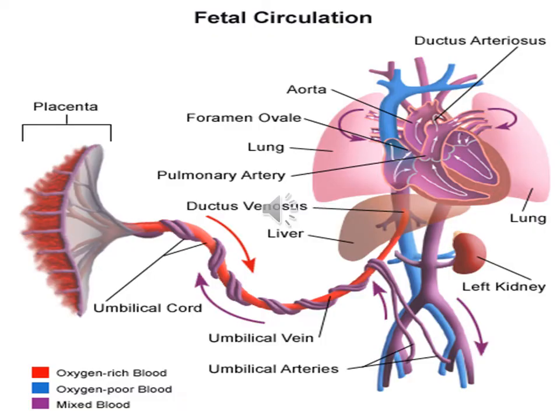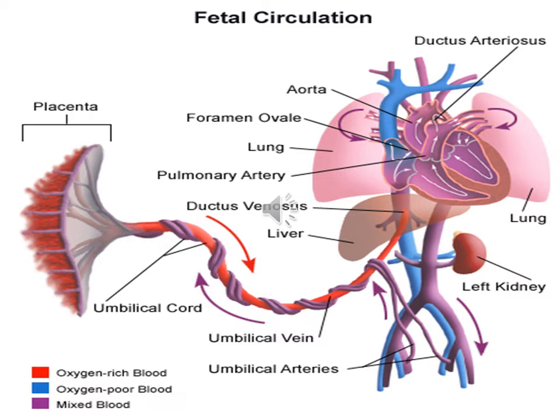I want to show what's occurring. This is the placenta. As we said, the placenta is the lung for the baby, and you see the heart and the lower part of the body, and where the blood is taken to and from the placenta. As we said, this is the red color, oxygen-rich blood, oxygenated. It is 80% saturated with oxygen, carried from the umbilical vein to the liver.